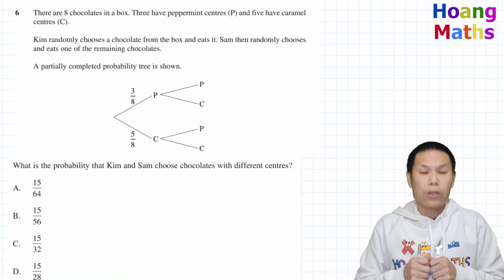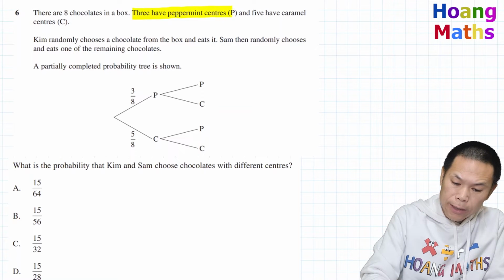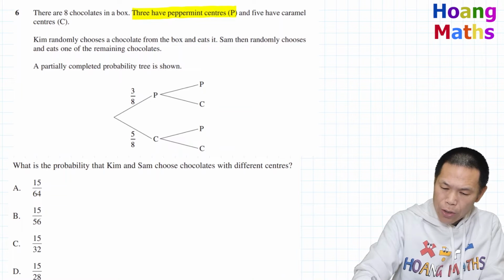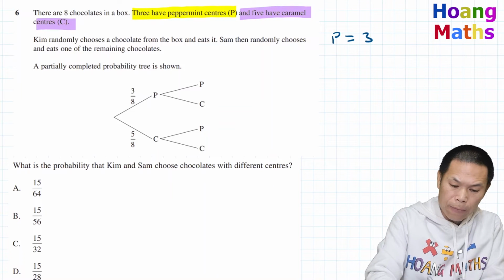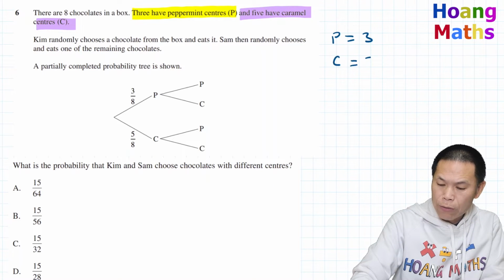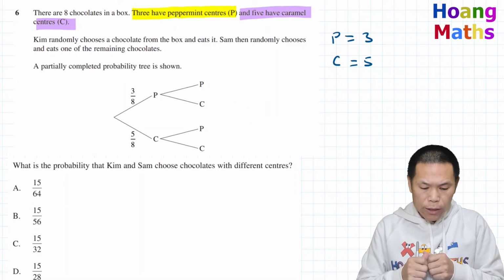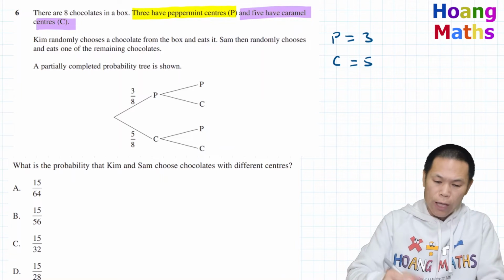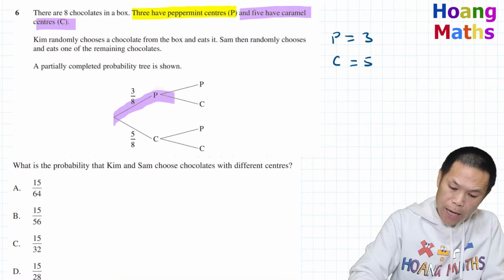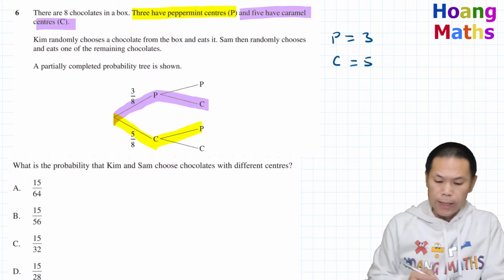Question 6. First of all, we know there are 3 chocolates that have a peppermint center. Let me just write this down. So P, we have 3, and we have 5 chocolates that have a caramel center, so C is equal to 5. Altogether that gives me 8. And the question is, what is the probability that Kim and Sam choose chocolates with different centers? That means peppermint and caramel, or caramel and peppermint. Okay, so keep that in mind.